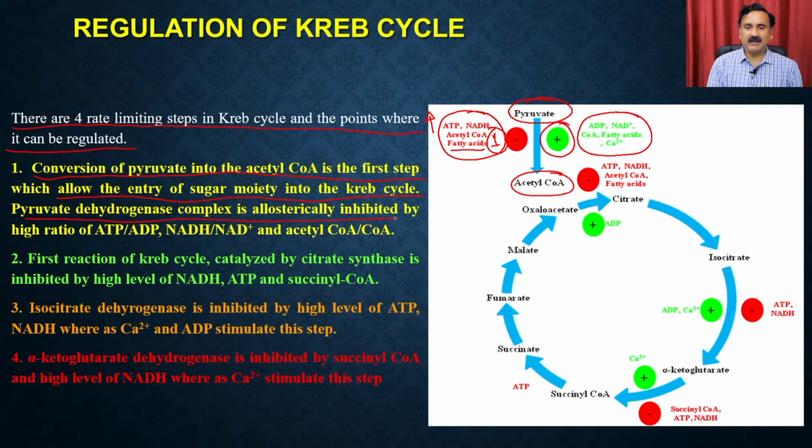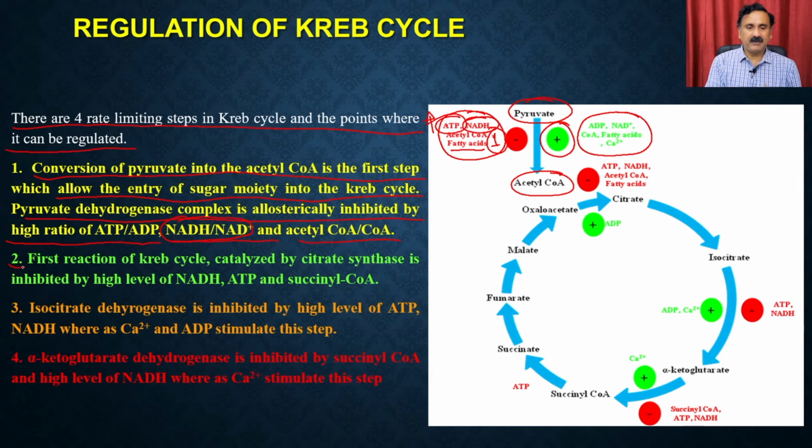The pyruvate dehydrogenase complex is allosterically inhibited by a high ratio of ATP to ADP, NADH to NAD plus, and acetyl CoA to CoA. A high ratio of these is going to give you inhibition, which means there is a very high quantity of energy already present in the cell. So if the energy is already present in the cell, why is there a need to run the Krebs cycle? Because ATP is an energy molecule, and NADH is also an energy molecule, they are going to inhibit the Krebs cycle.